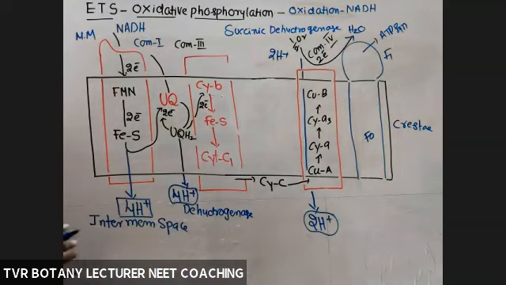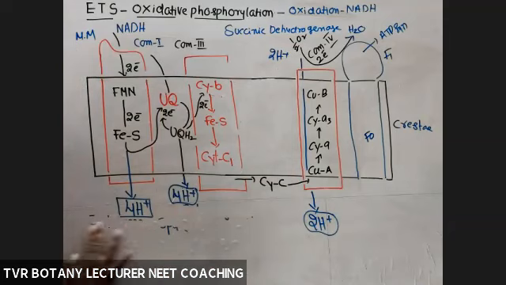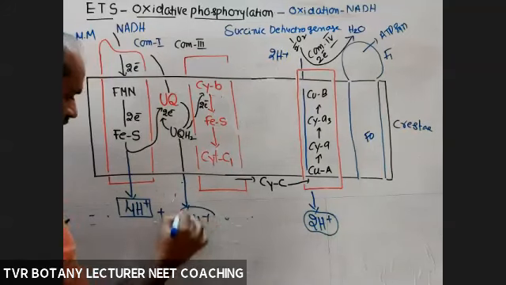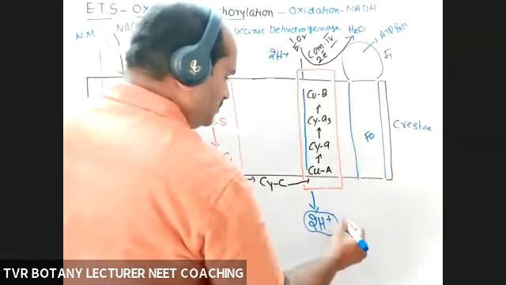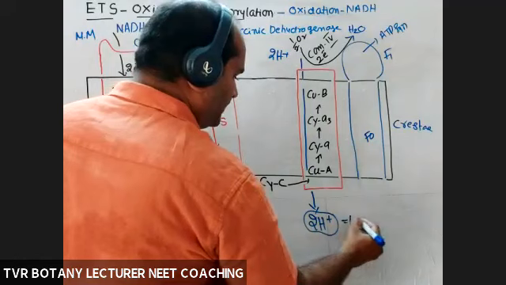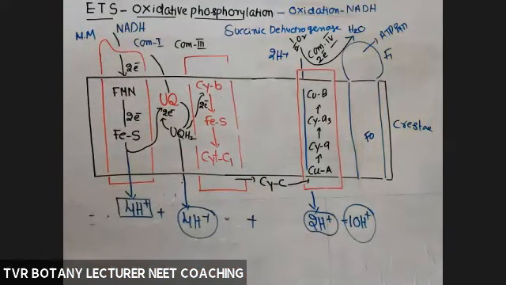Okay. So what about the total number of H+ available? 4 plus 4 plus 2. So take the total availability. 4H+, 4 plus 2. How many available? So the total number of H+ available is 10.